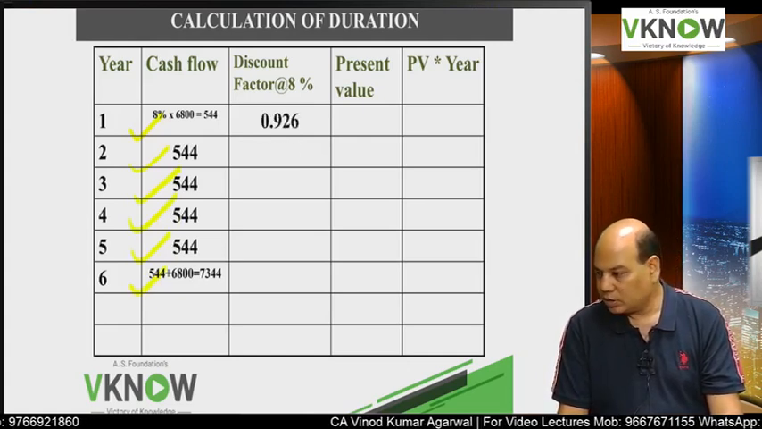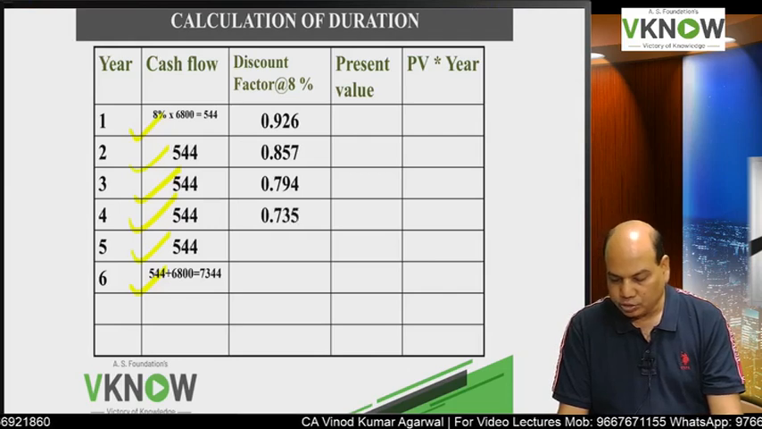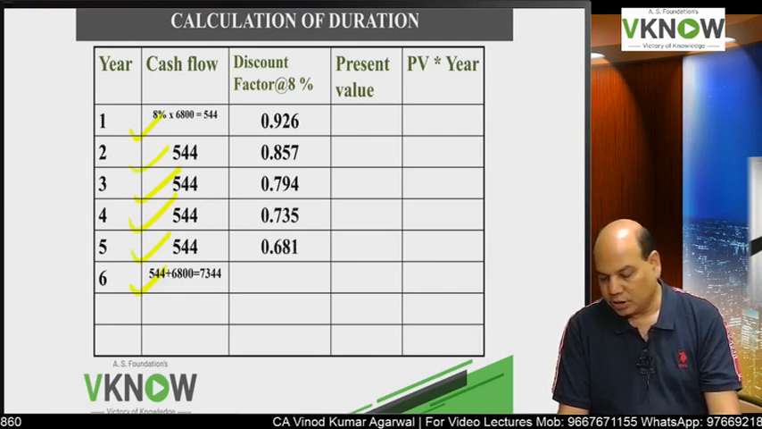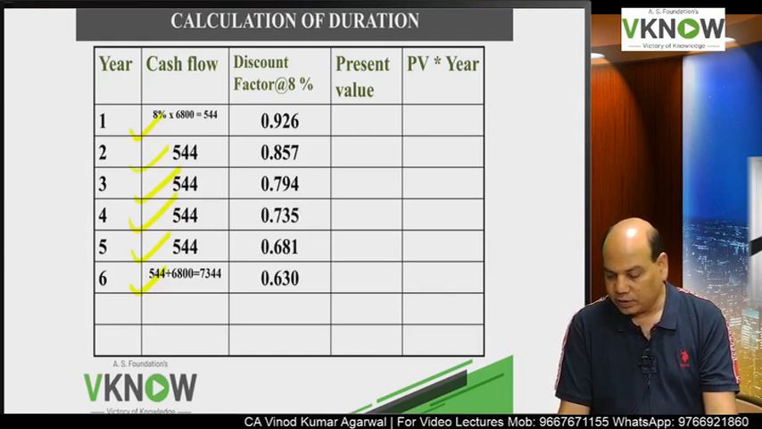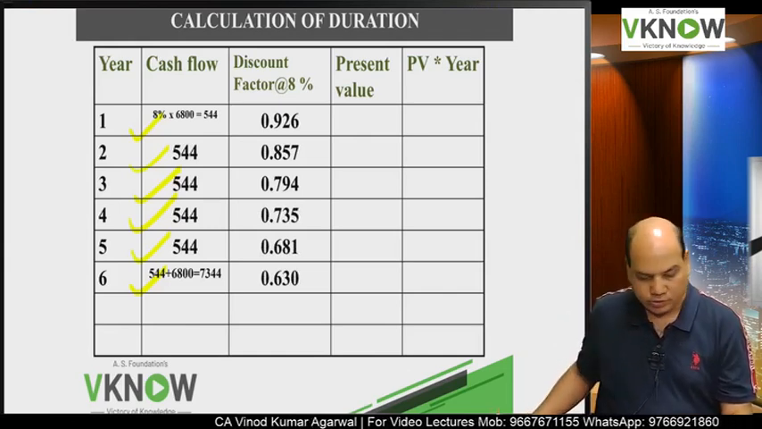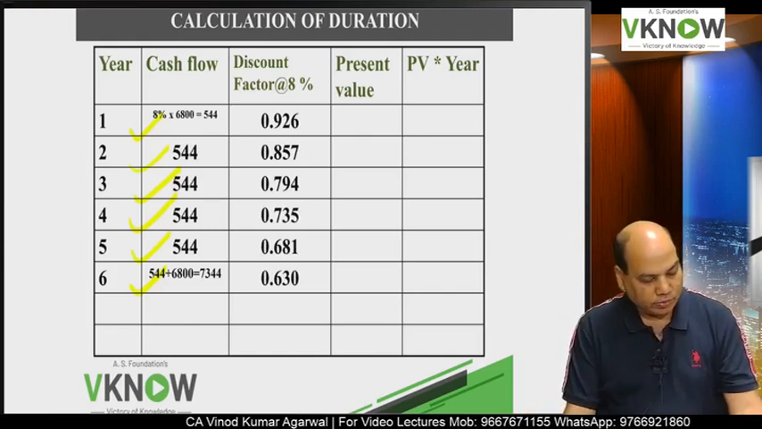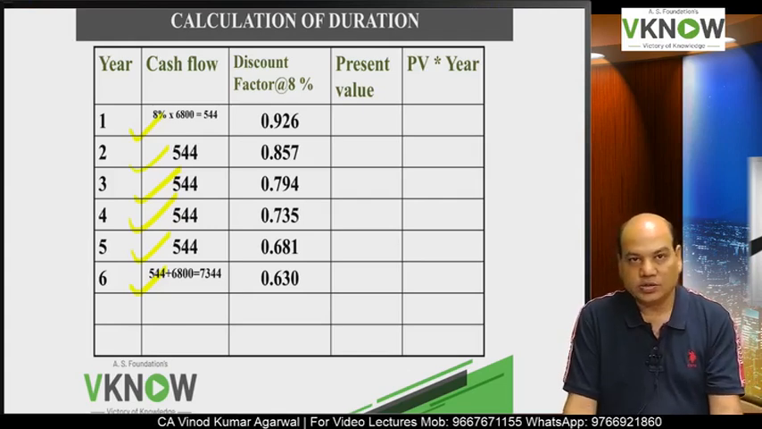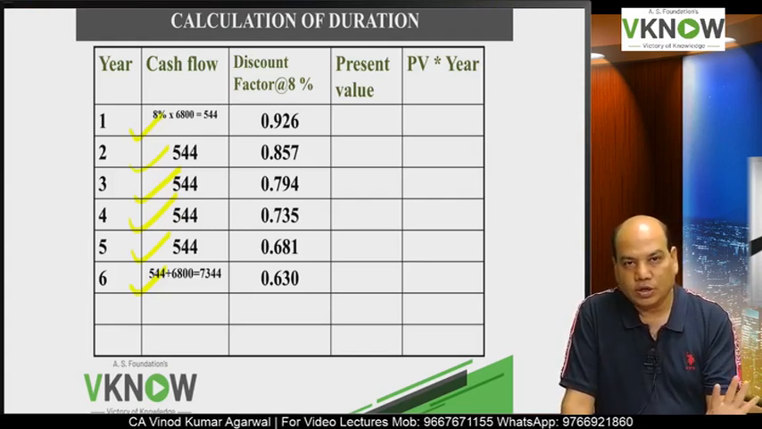Discounting factor, write down 0.926, 0.857, 0.794, 0.735, 0.681 and 0.630.